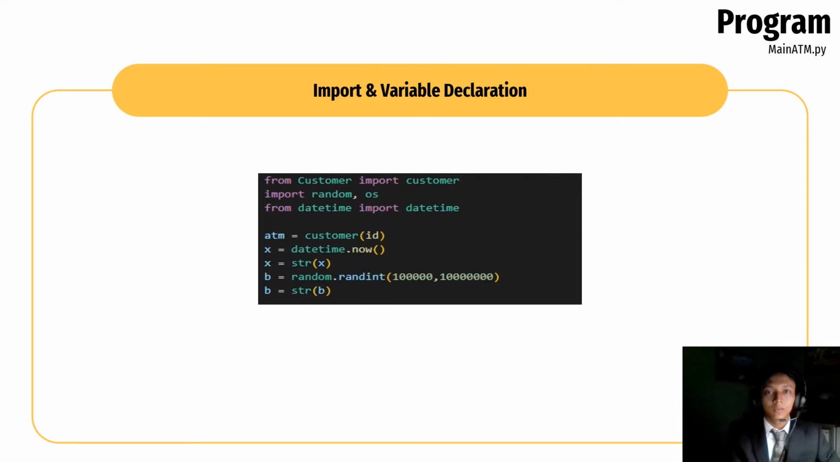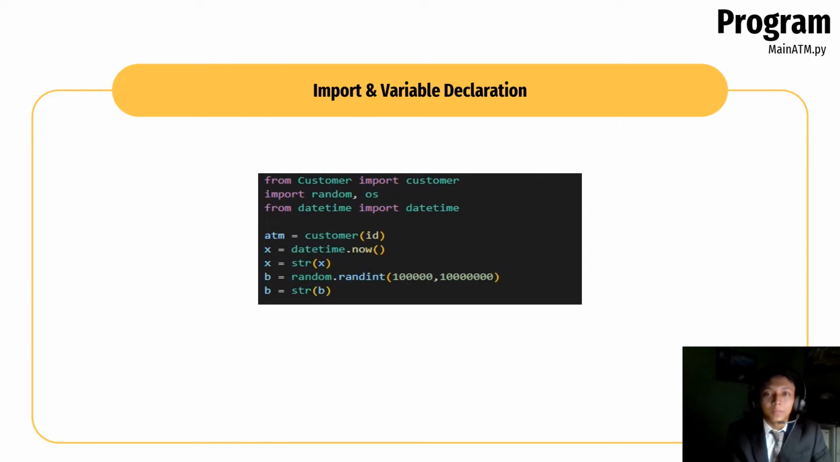Okay, the next part is the program for this ATM. Here I use two files, customer and main ATM. In the customer file, there is a customer class that contains the PIN number and the customer's default balance. Next, the main ATM contains the main command to run the ATM. Now we get into the program.